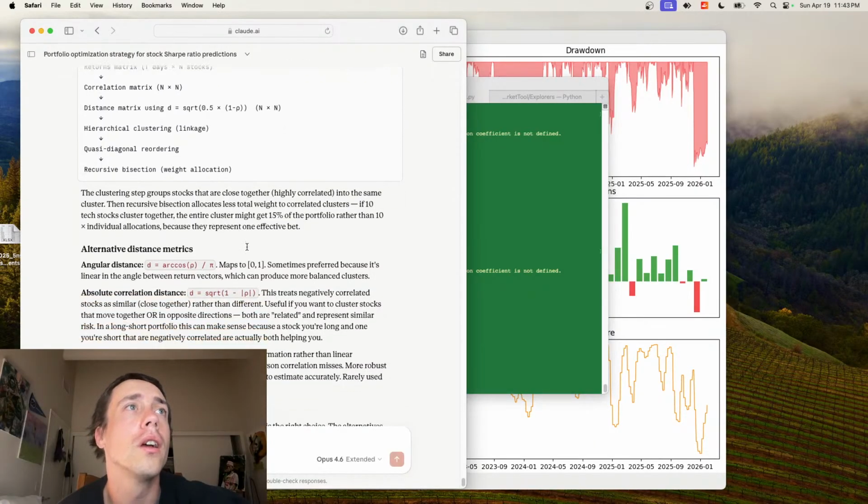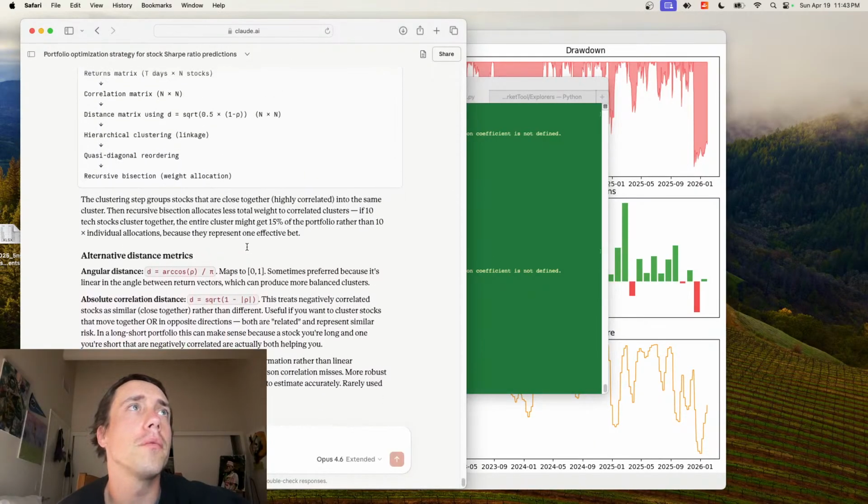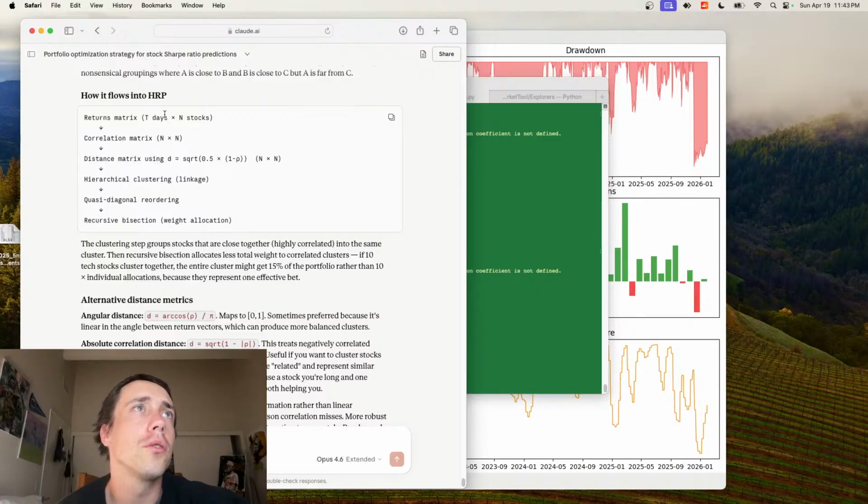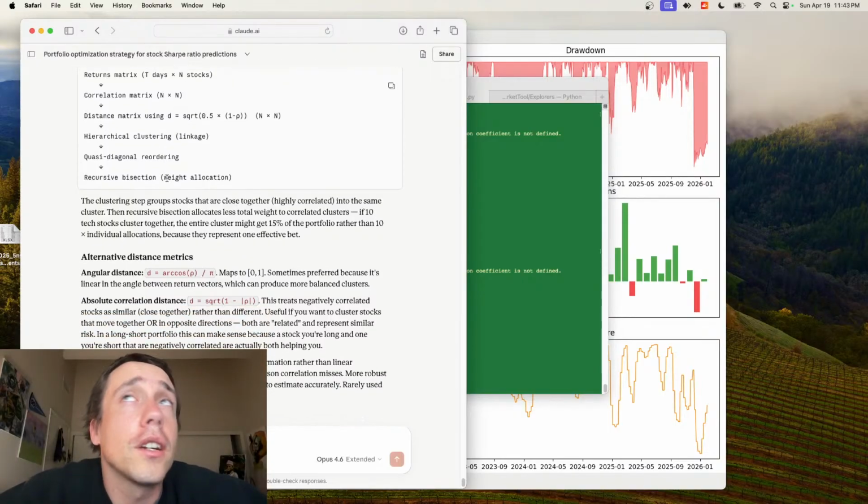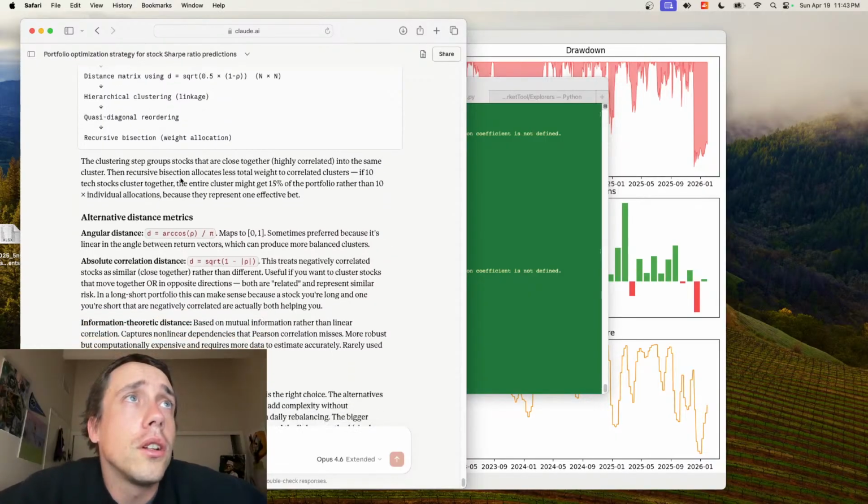Oh, okay. The clustering step, so how it flows: returns matrix, correlation matrix, distance matrix, hierarchical clustering. Hierarchical clustering, that's kind of a mouthful. Quasi-diagonal reordering, recursive bisection. So the clustering step groups stocks that are close together.